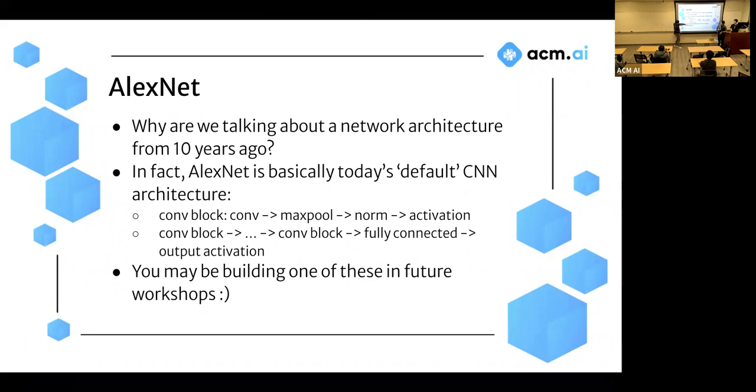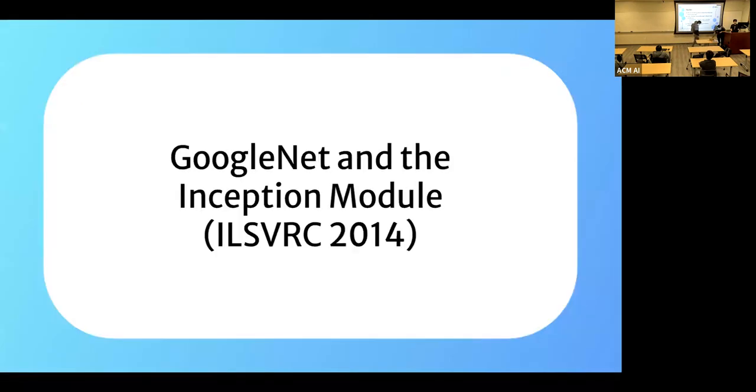And the more overall structure of a bunch of convolutional blocks, some with downsampling, some without downsampling, a fully connected layer, and an output activation. This is kind of like the default CNN architecture today. Even when I want to build some sort of image recognition thing, that's what I will do, right? And again, you may be building one of these in future workshops.